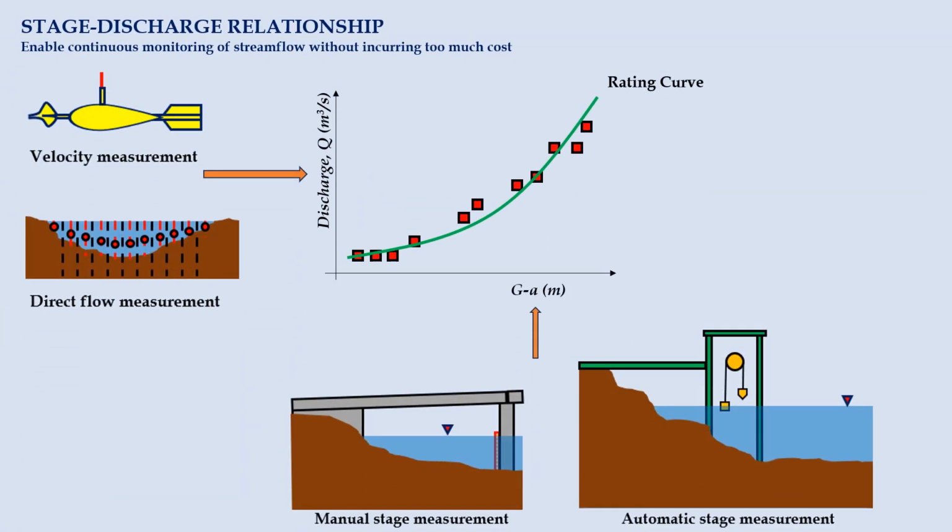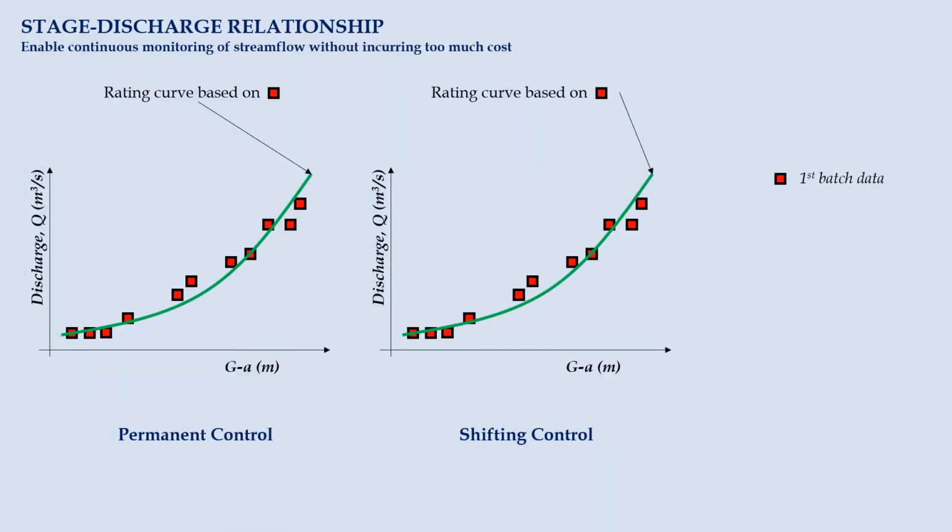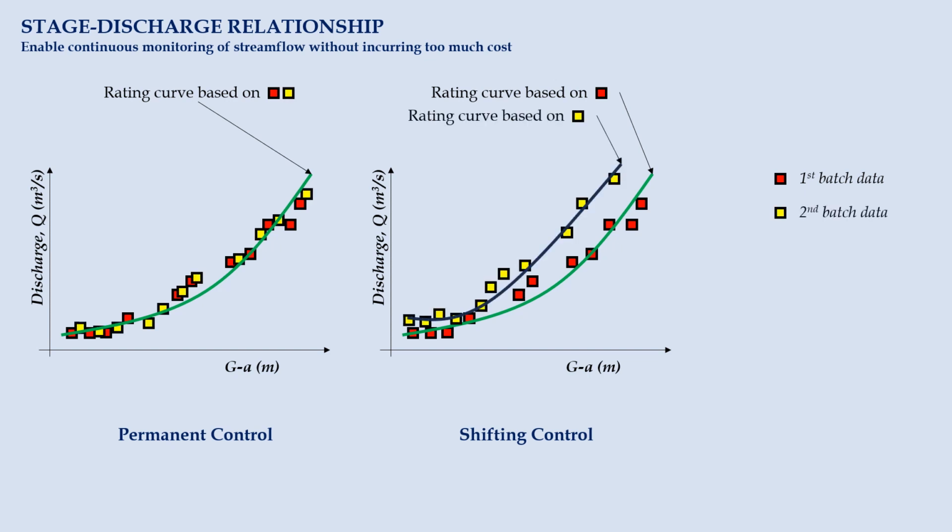Stage-discharge relationship is represented using rating curve. The stage and corresponding discharge we use to plot this curve are measured during the data collection period. With this relationship, we can achieve continuous monitoring of stream flow via routine operation. Where the correlation remains unchanged with time, which is the case for majority of streams and rivers, we can say the relationship is under permanent control.